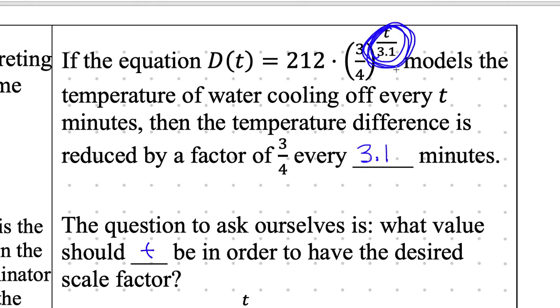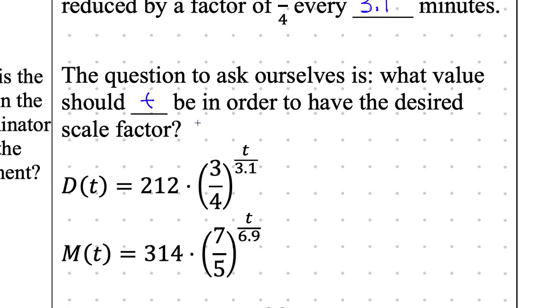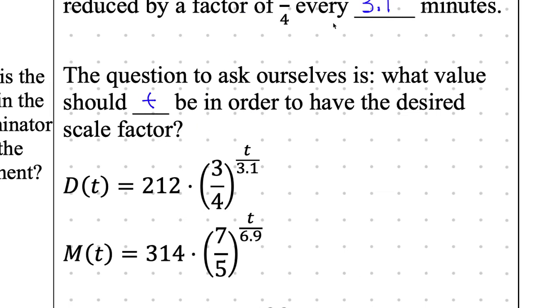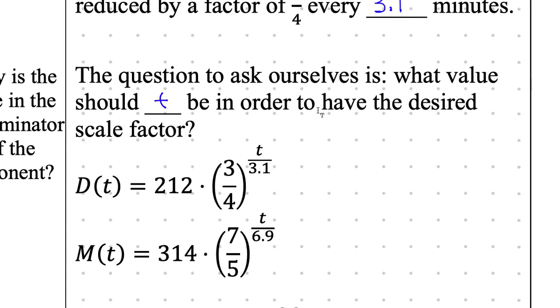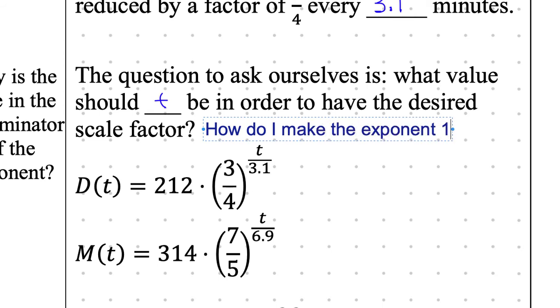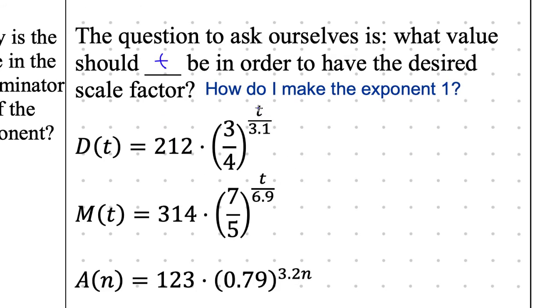How do I make this thing 1? And that's always the question. So I'll rewrite the question another way. The other question you could be thinking is, how do I make the exponent 1? If you can make the exponent 1, you've achieved your goal. So what value of t right here would I plug in?